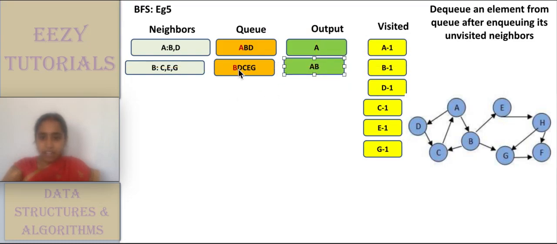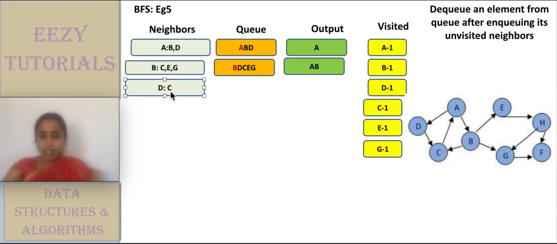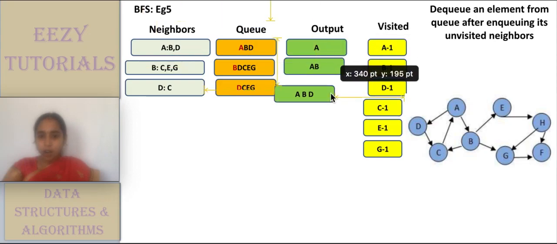So the next front element is D. From the graph, the only neighbor for D is C. I am checking the visited status. C is already visited, so I need not enqueue any element into the queue. I can dequeue D to the output screen.